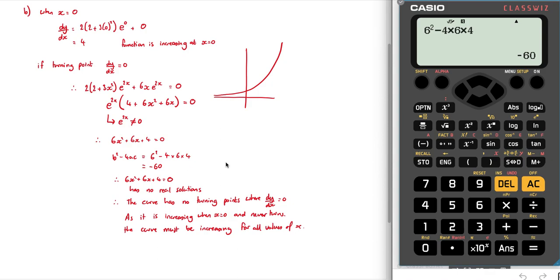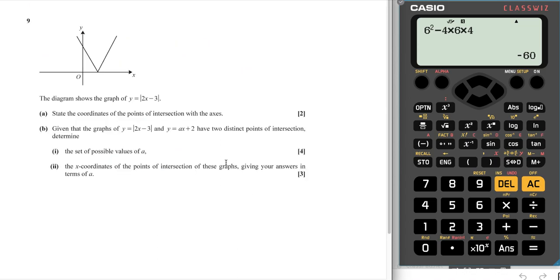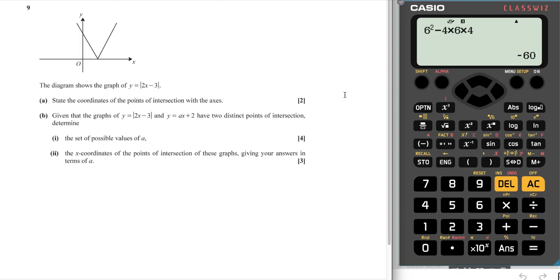Okay, right, what are we on to now? Question 8. I think it's question 8. No, question 9. That looks like a modulus graph. I haven't even read anything yet. What's this? Question 9. Diagram shows a graph of y equals mod 2x minus 3. I was right. State the coordinates of the points of intersection with the axes.